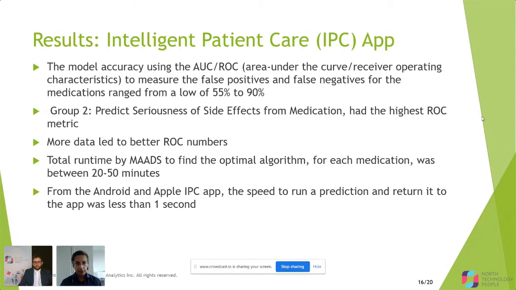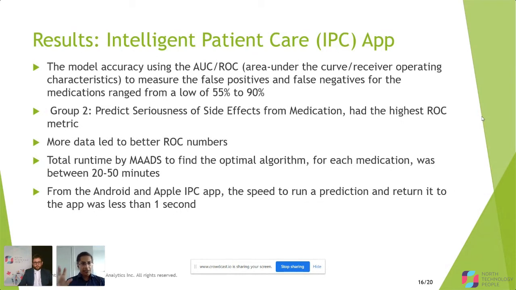Total runtime for MADS to find the optimal algorithm for a lot of data for each medication was about 20 to 50 minutes to get that algorithm, which is that needle in the haystack. And then from the Android and Apple app, when you call the algorithm from the app, you can get the prediction back in less than a second.